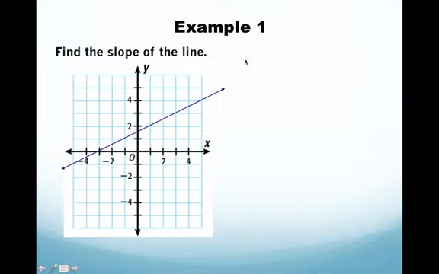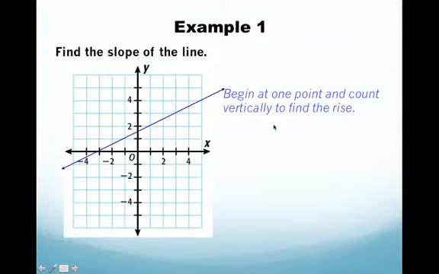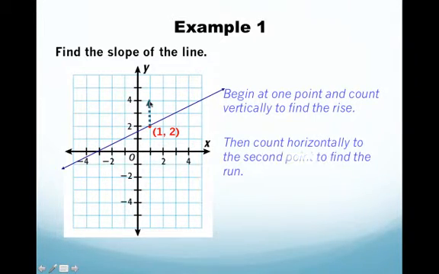Example 1. Find the slope of the line. So the first thing is we begin at 1 point and then count vertically to find the rise. So if we start at the point 1, 2, which is over 1, up 2, and we count where it goes, which would be 1 square, 2 squares, so our rise would be 2. And then we count to our second point, which is 5, 4.